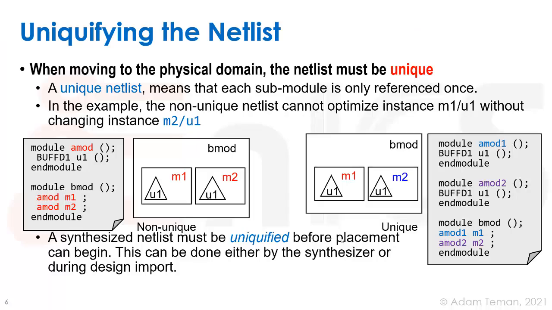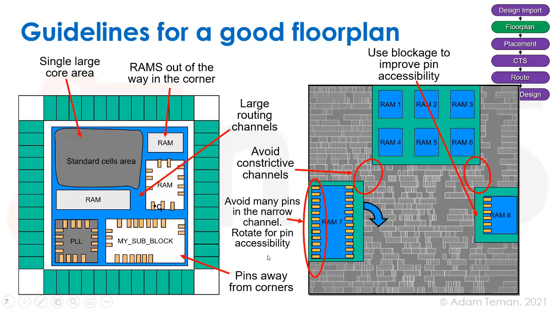So, let's go back and look at some of the guidelines for a good floor plan. And this is a bit of hand waving, but it comes after a lot of years of experience of people who have made these types of floor plans and see what works. So we're going to always prefer a single large core area. And we'll see in the next lecture how placement algorithms work, and we'll understand that quite a lot.